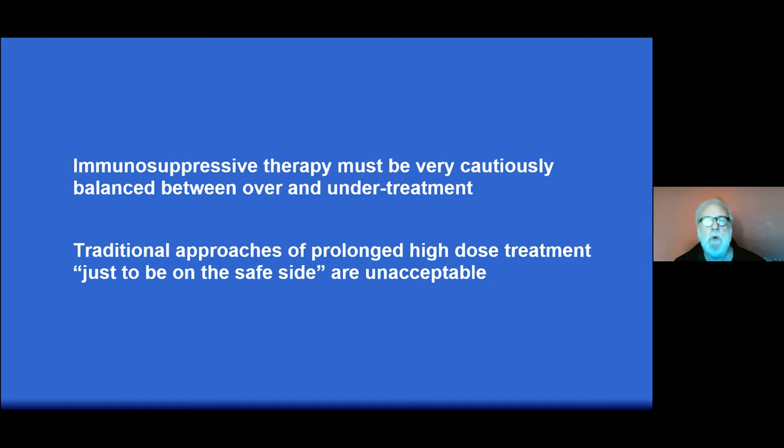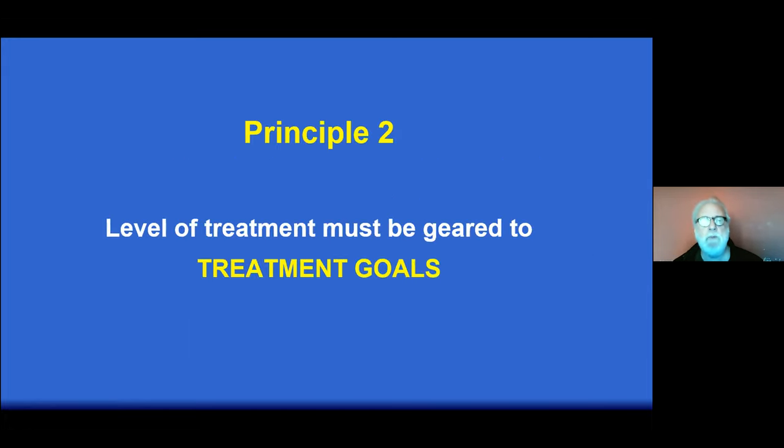And so obviously I'm talking here about caution. We have to balance treatment between over-treatment and under-treatment. And I'd like to say that with advanced imaging especially, we can do that properly for the first time, because our sense of what was happening in the heart without advanced imaging amounted to guesswork. And I think it was a fair summary and not a criticism that prolonged high-dose treatments just to be on the safe side were actually what had to happen, but this is now unacceptable.